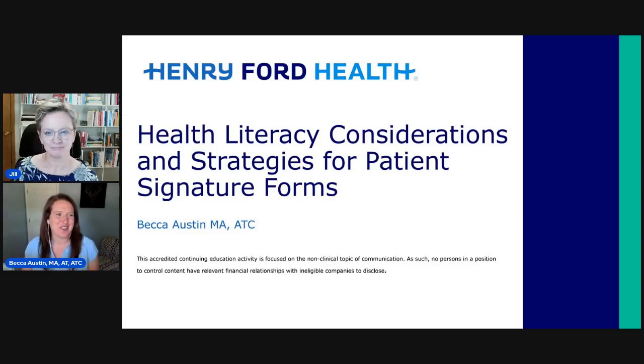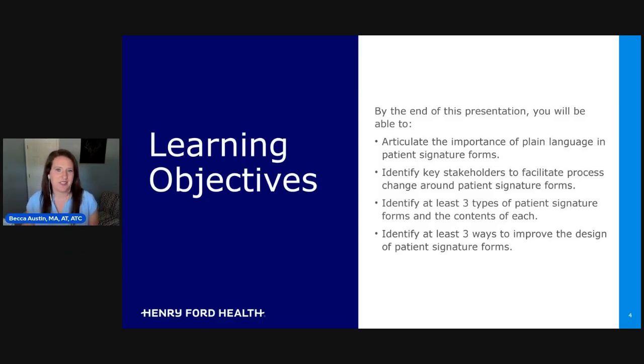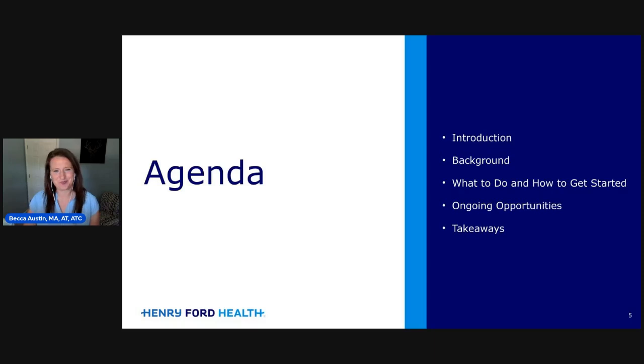So I'm here today to talk to you a little bit about health literacy considerations and strategies for patient signature forms. Our learning objectives today are, by the end of the presentation, you should be able to articulate the importance of plain language in patient signature forms, identify key stakeholders to facilitate process change around patient signature forms, identify at least 3 types of patient signature forms and the contents of each, and identify at least 3 ways to improve the design of patient signature forms.